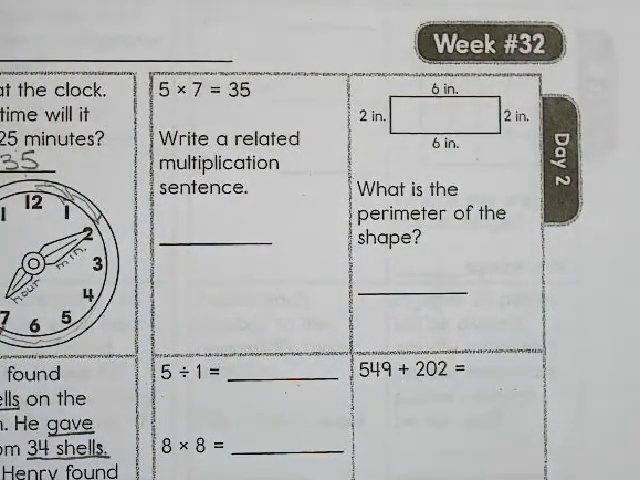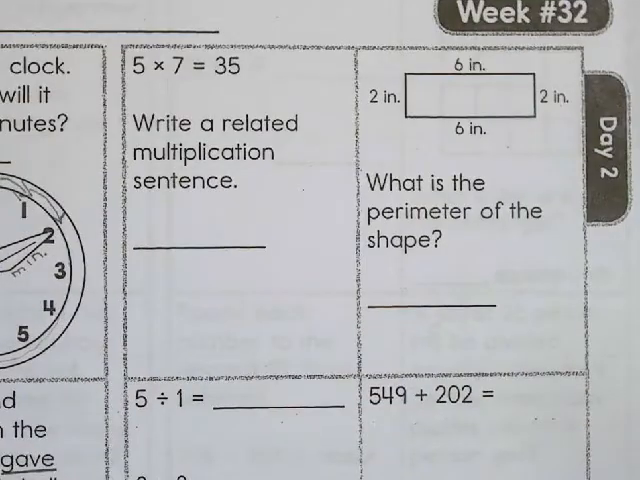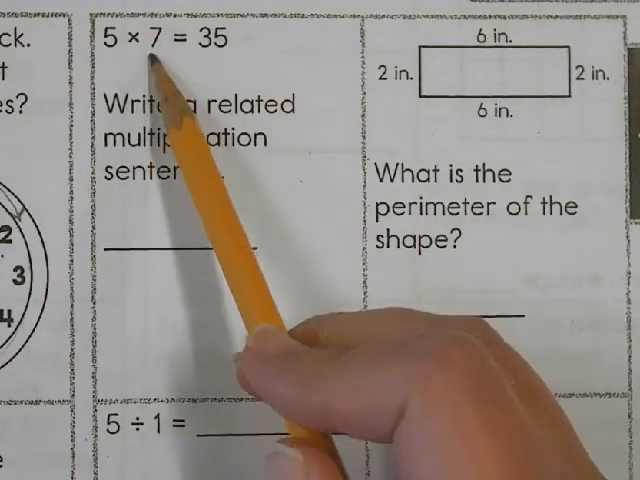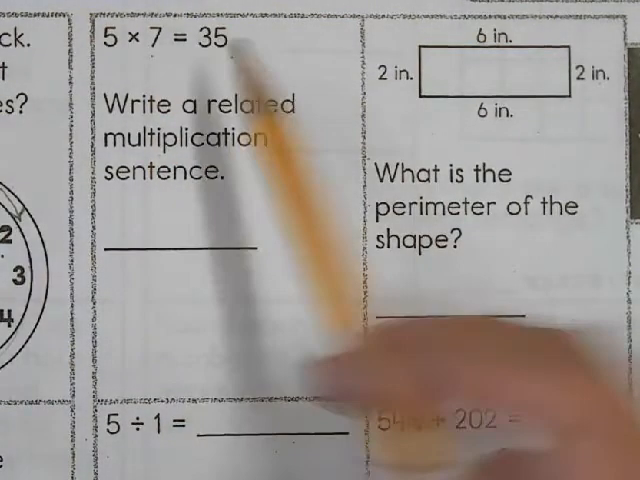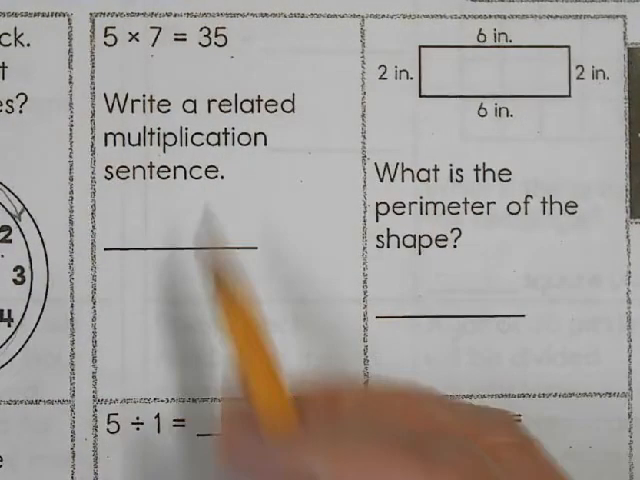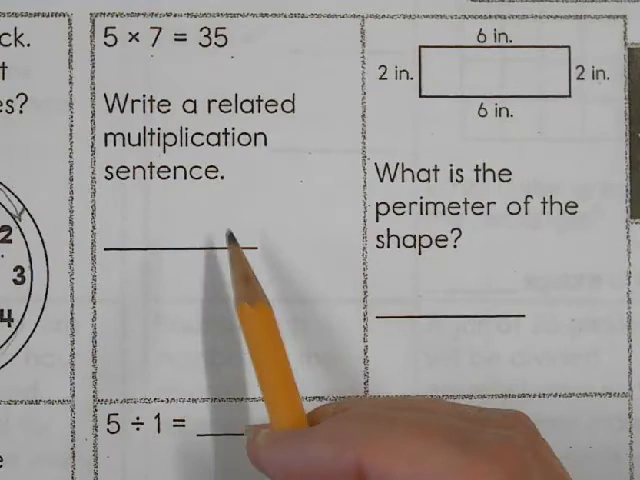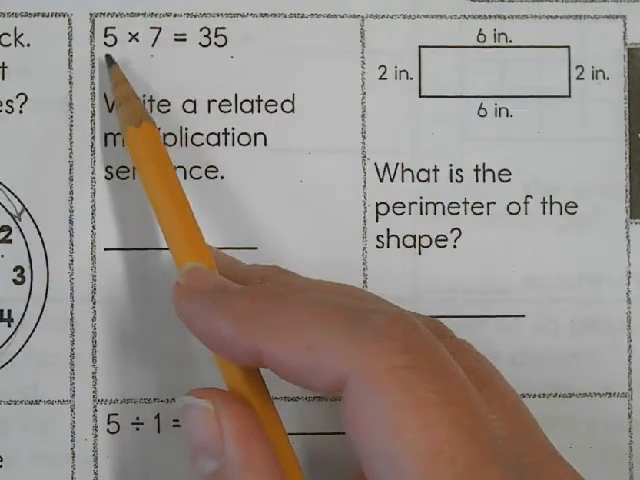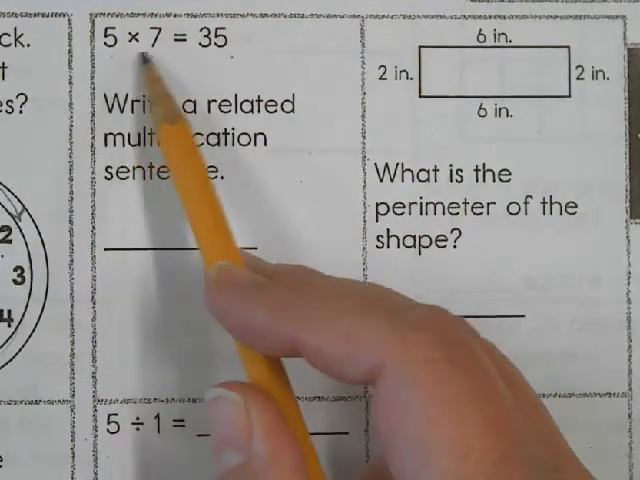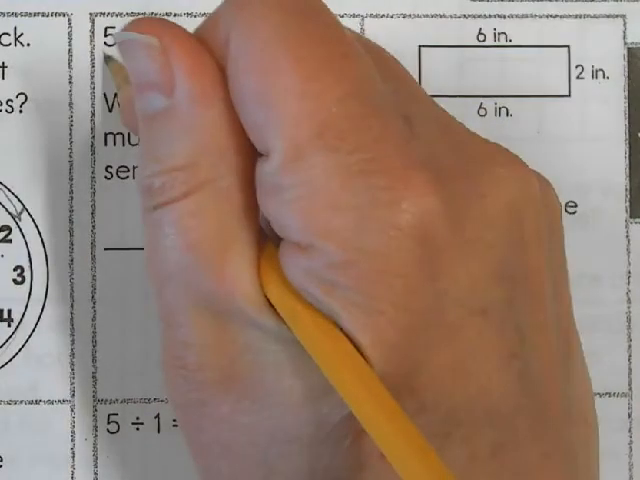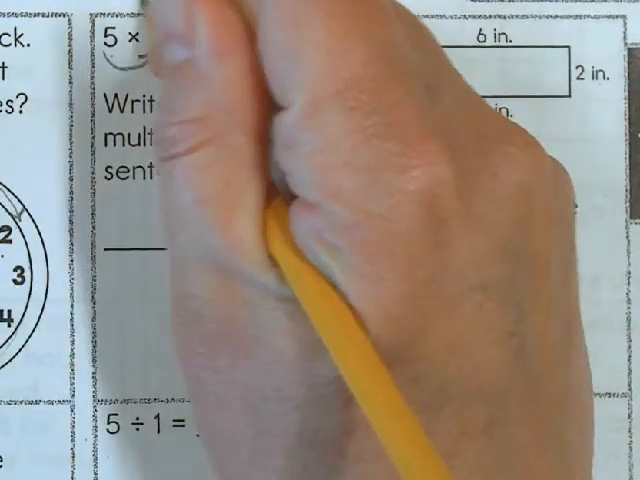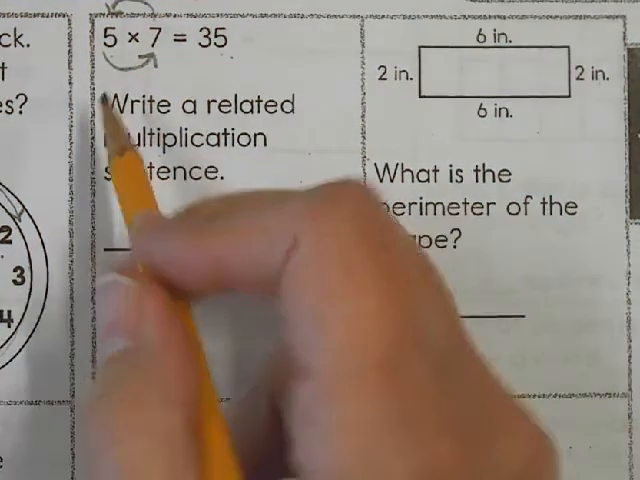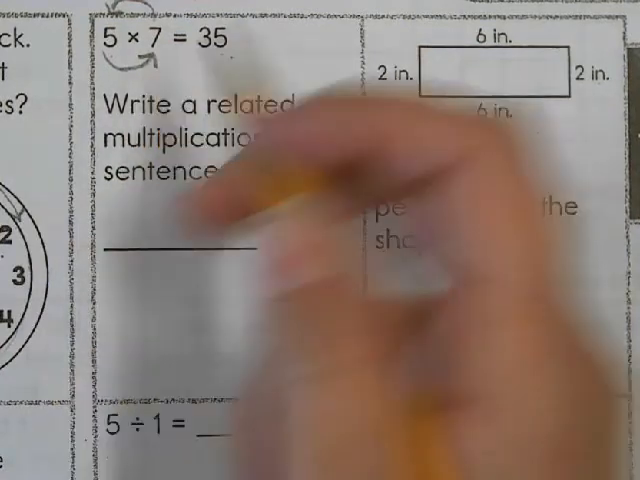Our first problem says 5 times 7 equals 35. So we have a factor of 5, our other factor is 7, and we have a product of 35. It asks us to write a related multiplication sentence. That means we are going to use our understanding of the order property. I know that 5 groups of 7 is 35. However, if I take my factors and switch those factors, I know that 7 groups of 5 is the same as 5 groups of 7.